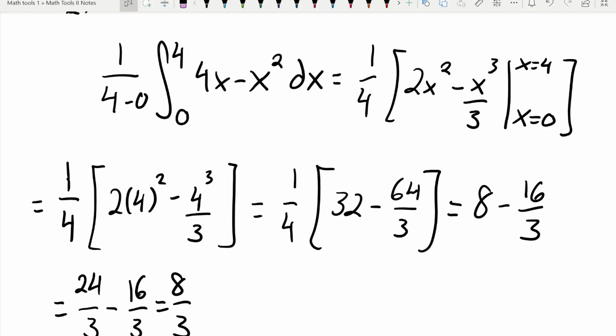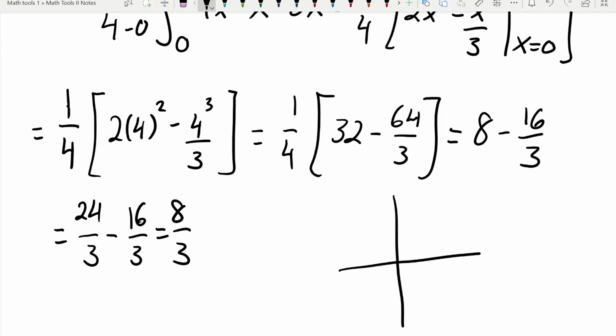It's always a good idea to make sure that this makes sense. This function in particular is a parabola opening downwards. It has zeros at 4 and 0. So if we imagine what that would look like, you have a 0 here, a 0 here, and the vertex is going to be right in the middle somewhere. Just to get a rough sketch of the graph, we don't need to be precise about it. We can see that in this whole interval, it's positive, so that makes sense with the answer that we got. 8 thirds is almost 3, a little bit more than 2. So I'd say it makes sense. Depending on where that vertex is, I would say our answer makes logical sense.